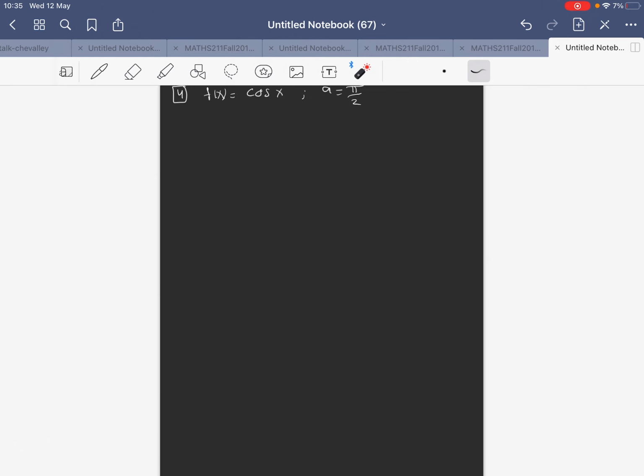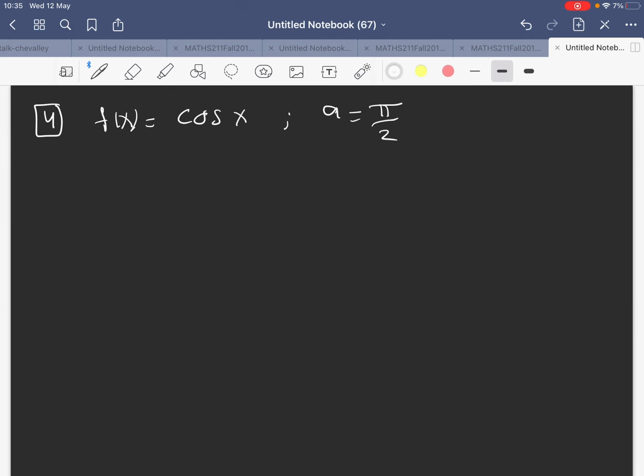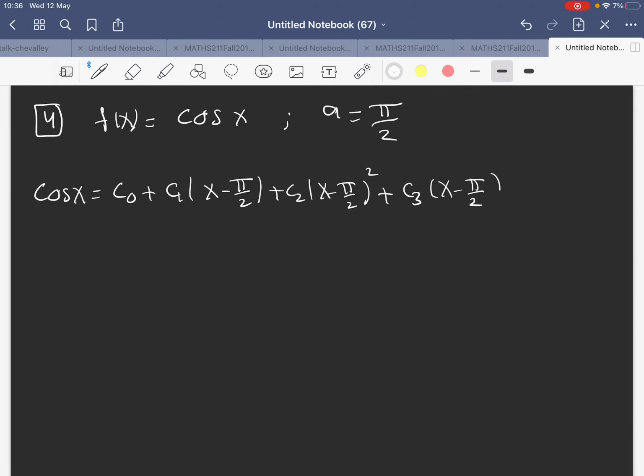If we have another question, maybe similar to what we did, this one with the cosine, maybe we can try it. So here I will go a little bit quicker with this one. So it is f of x, which is cosine x. It will be c0 plus c1 (x minus pi over 2) plus c2 (x minus pi over 2) squared, c3 (x minus pi over 2) cubed, and so on.